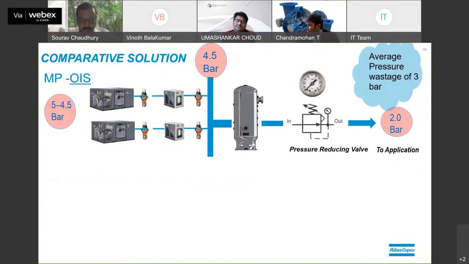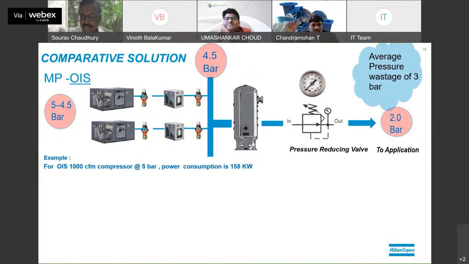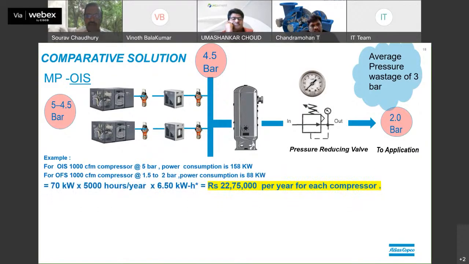Let's say typically a requirement of 1,000 CFM. If you're operating this at 5 bar, because oil-injected compressors have a limitation, they cannot go below 4.5 or 5 bar, because that's how the design is, it consumes around 158 to 168 kilowatts, closely. Now, if we can put a dedicated oil-free compressor, designed for low pressure requirement, let's say at 1.5 or 2 bar, the total power consumption would be around 85 to 88.